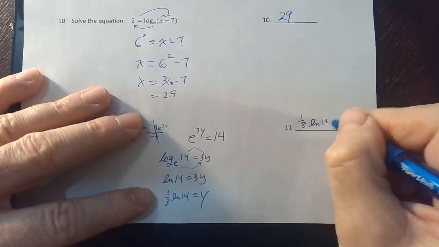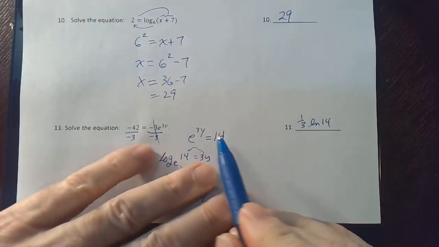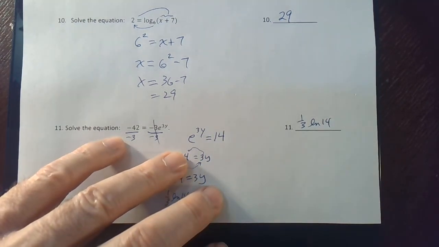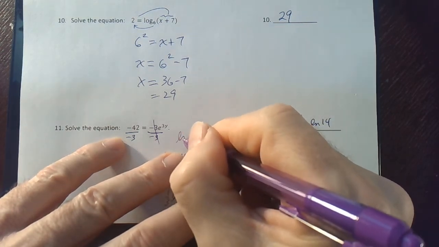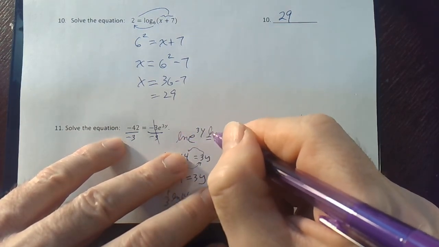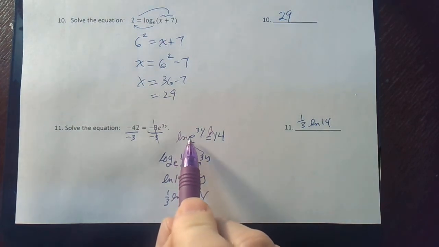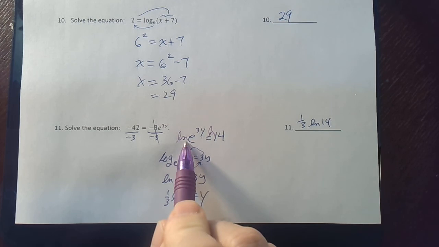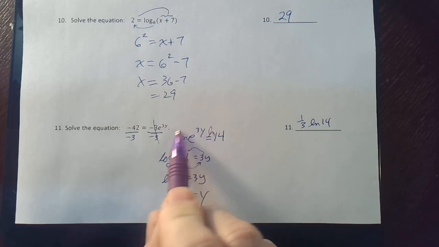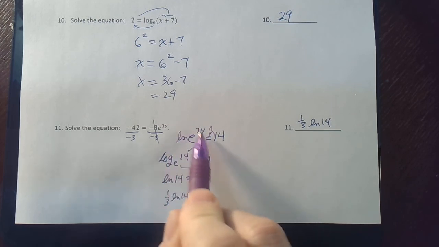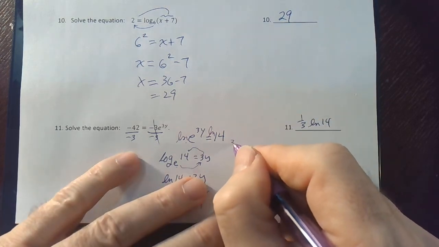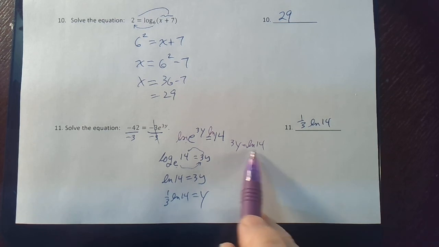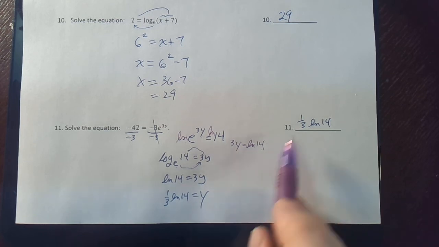1/3 ln 14. So I'd mentioned you could take the ln of both sides. And why would I want to do that? Well, if I take the ln of both sides, ln of e to anything is just the anything. Remember, that's log base e of e to the 3y. That would just give me 3y on the left-hand side. And we'd get 3y equals ln 14. And then you divide both sides by 3 or multiply both sides by a third, and you get the same thing.